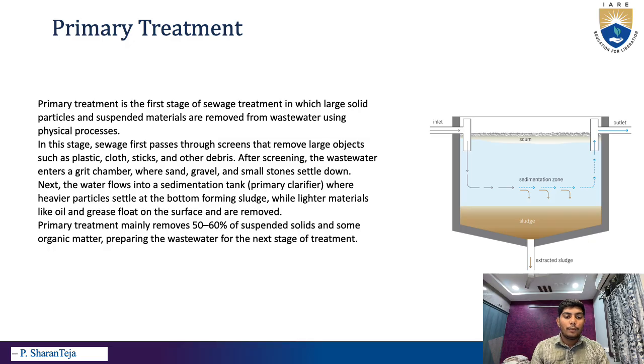Next, the water flows into a sedimentation tank, where heavier particles settle down at the bottom and form sludge, while lighter materials like oil and grease float at the surface and are removed. Primary treatment mainly removes 50 to 60% of suspended solids and some organic matter, preparing the wastewater for the next stage of treatment.